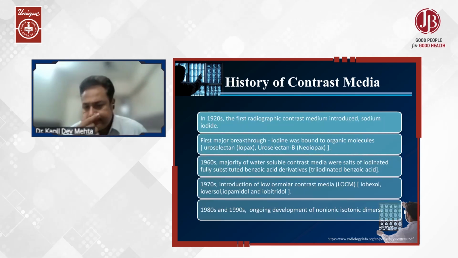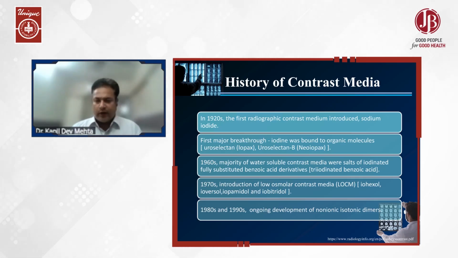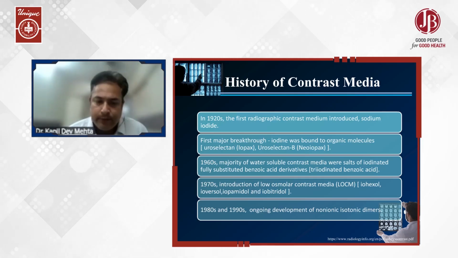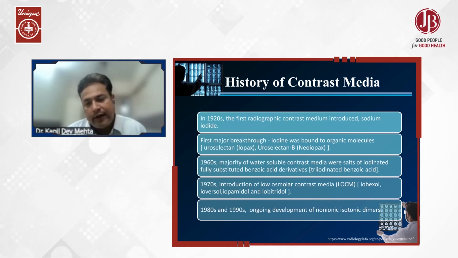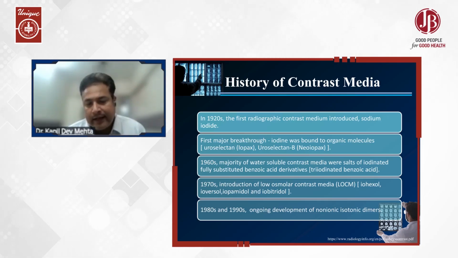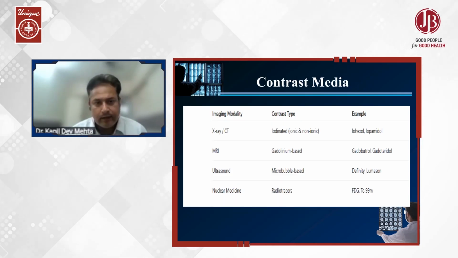Just a brief slide on contrast media history. The first contrast media was sodium iodide, introduced in the 1920s. After that, in the 1960s, iodine was bound to benzoic acid derivatives, so we had triiodinated benzoic acid derivatives. In the 1970s came the discovery of low osmolar contrast media like iohexol and iopamidol. And in the 1980s and 1990s, there was development of non-ionic isotonic dimers, which we will discuss later.